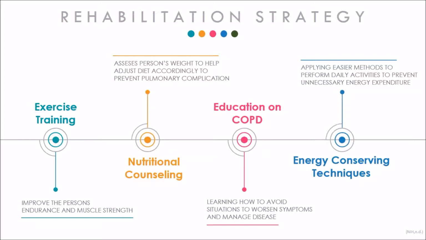Education on your lung disease or condition and how to manage it is another component. This includes how to avoid situations that worsen symptoms. An example, lung irritants such as cigarette smoke or air pollution. Part of the education is making sure that you know when and how to take your medications.